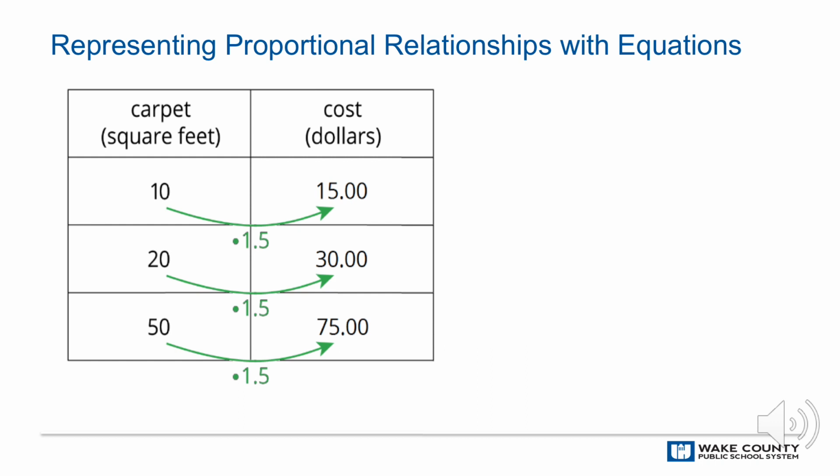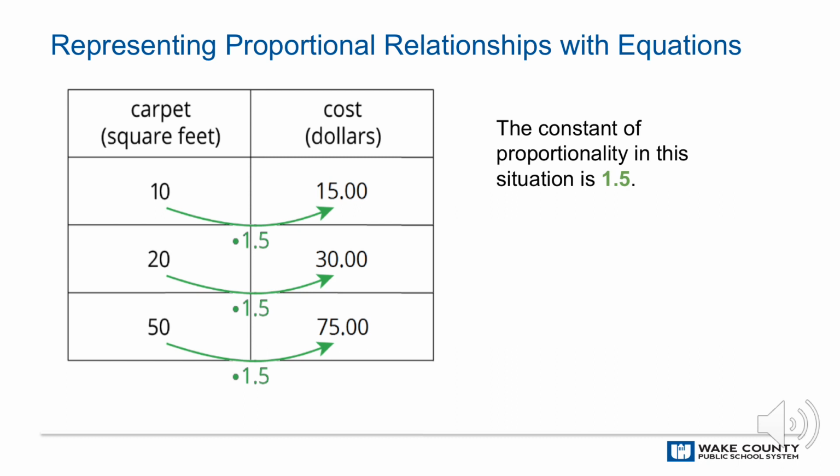Students will learn to write equations that represent proportional relationships. For example, in this table, if each square foot of carpet costs $1.50, then the cost of the carpet is proportional to the number of square feet. The constant of proportionality in this situation is 1.5.